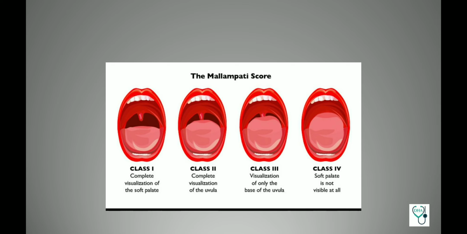In class 2, the tip of uvula is not visible. In class 3, only the base of uvula is visible and the soft and hard palate are visible. And in class 4, even the soft palate is not visible. An additional point is class 0, in which when the patient opens the mouth, the epiglottis is visible. So in such a case, difficulty of intubation cannot be assessed.